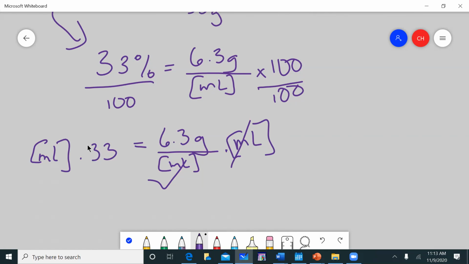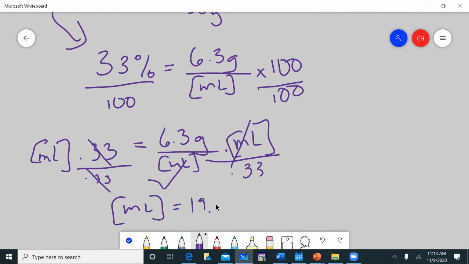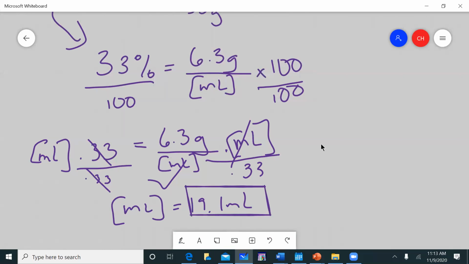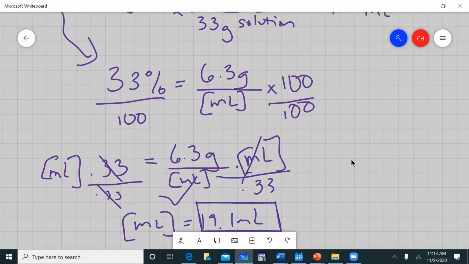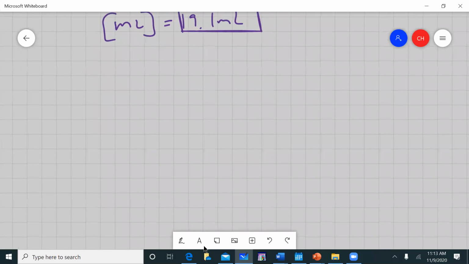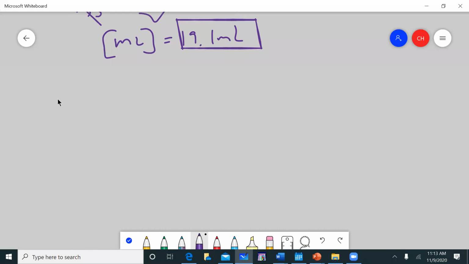Then I need to get rid of this because I want milliliters by itself. So I'm going to divide this side by 0.33, and we take our 6.3 divided by 0.33, and I end up with 19.1 milliliters. Okay, so either plugging it into the equation or using it as a conversion factor is going to give you the same value. So let me give you one to do on your own before we go to molarity.